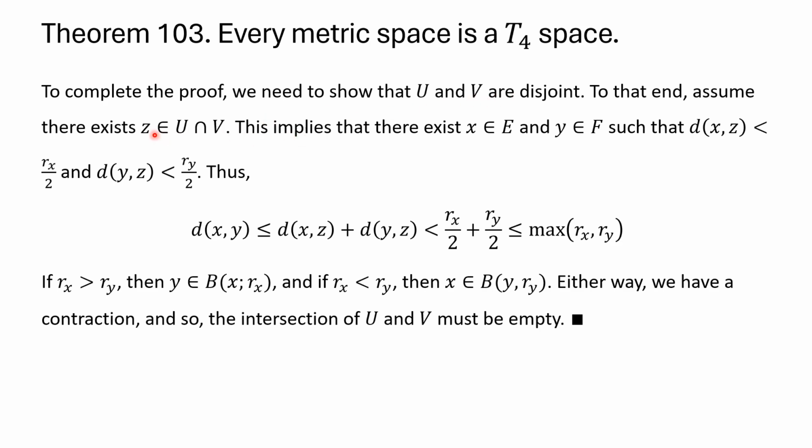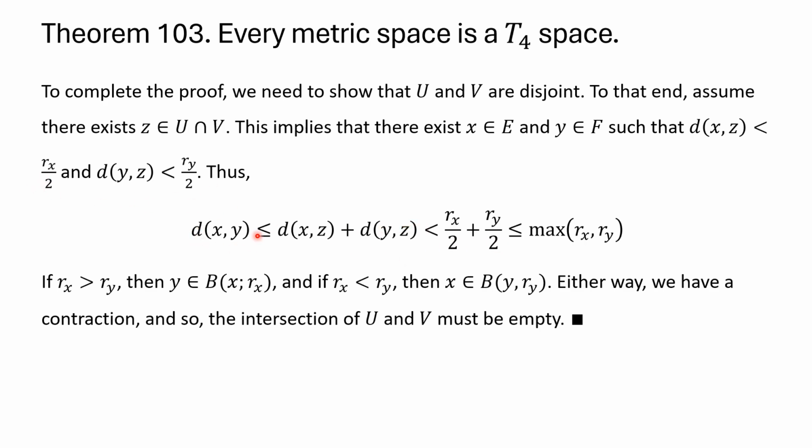So if there's a z in U intersection V, this implies there's some x in E and y in F such that the distance between x and z is less than r sub x over 2, and the distance between y and z is less than r sub y over 2. Then we use the triangle inequality here on the distance between x and y. We get this. Then we just plug in these two results here.